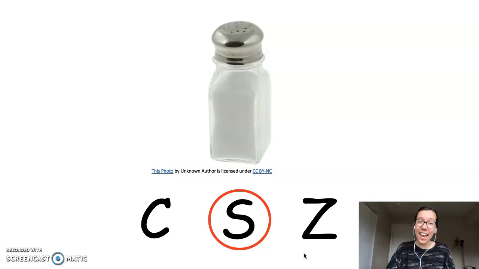That's right. S is the first letter in salt, because we know that the first sound is s, s, s, and we know that S makes the sound s, s, s. Some of you may have said the letter C, but remember, C says k, not s. Just because the letter C sounds like it has an S at the beginning, doesn't mean that's the sound that it makes. S says s as in salt.